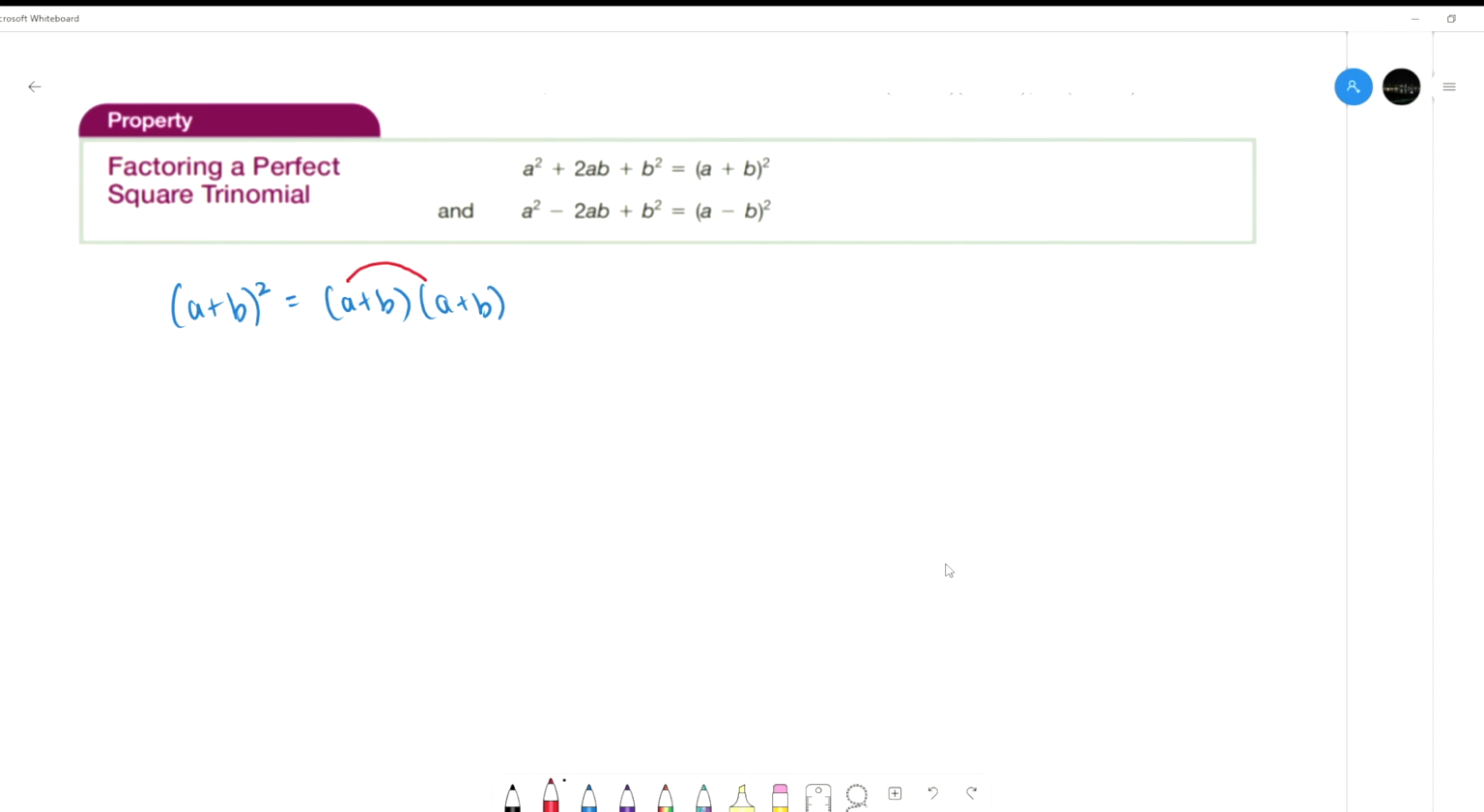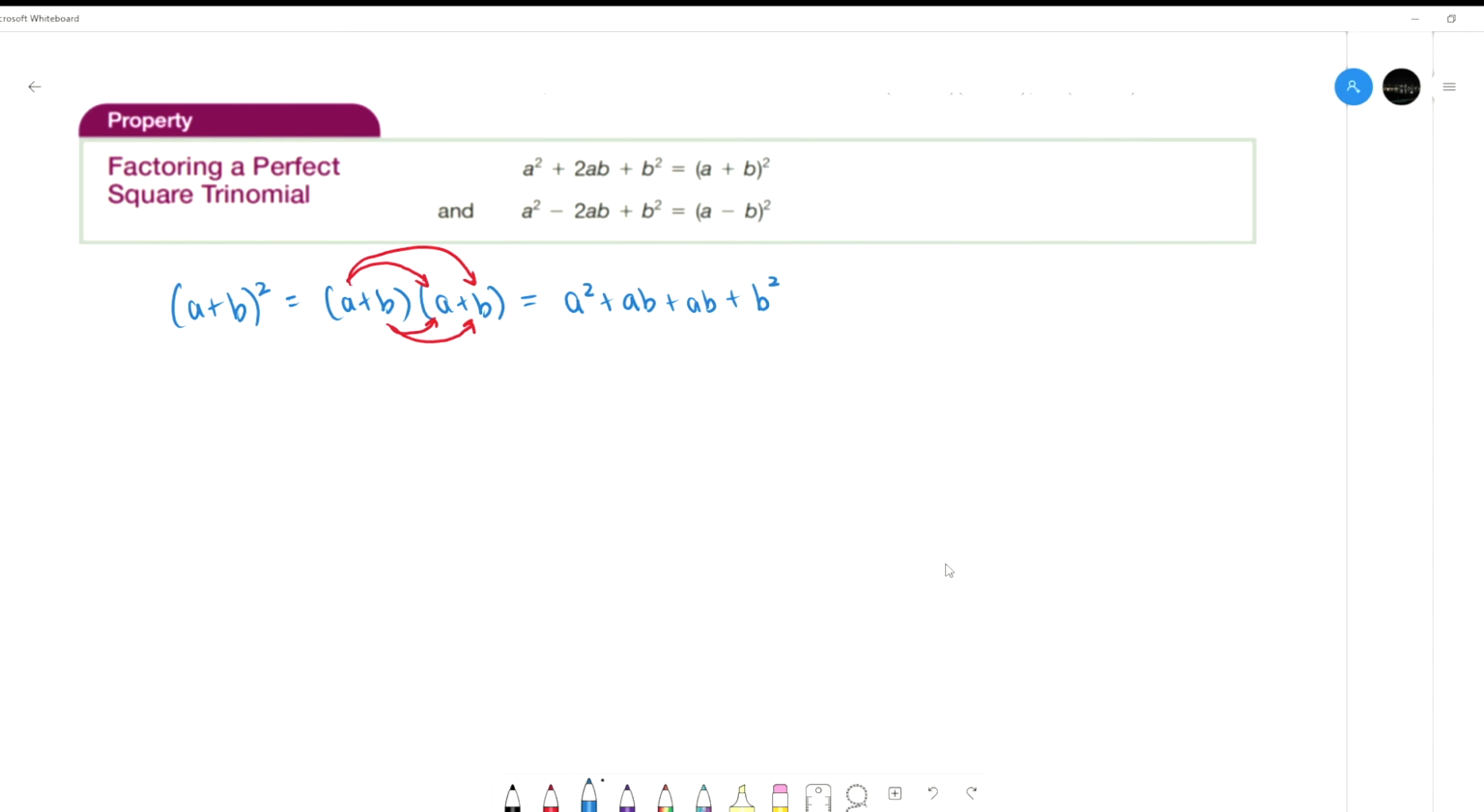We do the first times the first, right? And then the a times b is next, right? That's the outer. And then b times a is the inner. And then b times b, that's the last, right? So if you recall, that's our foiling technique. So the first a times a is a squared, right? Then we have a times b, right? That's our ab. And then b times a, we still write it alphabetically here, ab. And then b times b is b squared. Do you all remember this? We learned this a while back.